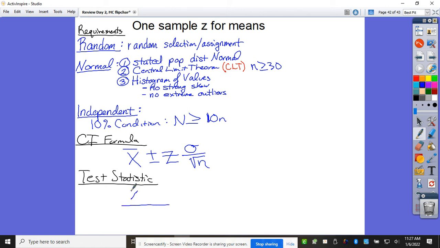X bar divided by, so I'm basically taking this equation and rearranging it. So what's going to go down here? What's the standard deviation portion?